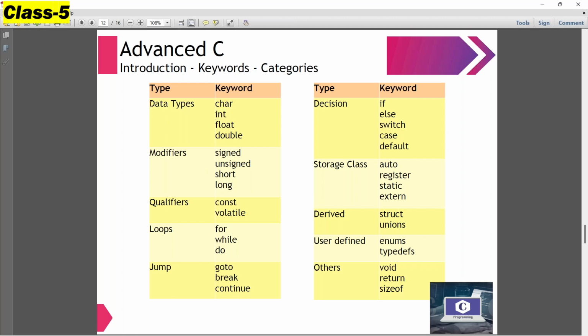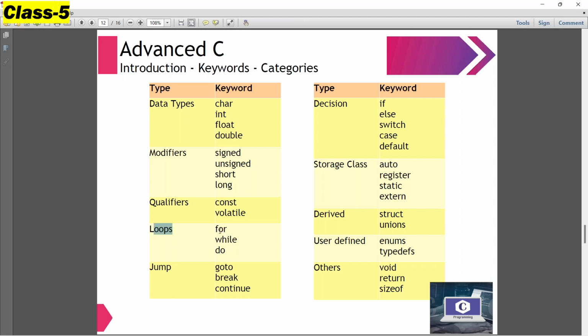How data types work, we will see later. As of now, understand that for data types, there are 4 different keywords used: char, int, float, double. Then there are modifiers and qualifiers. For modifiers we use signed, unsigned, short, long, to modify these data types. Then the qualifiers are there, like const and volatile. Where the qualifiers are applied, we'll see later.